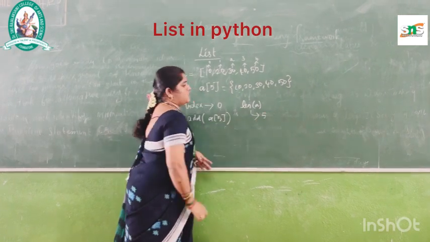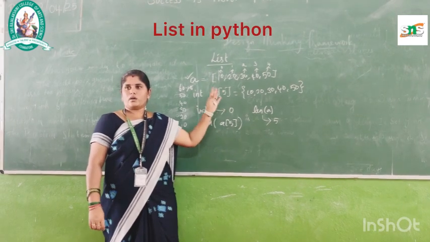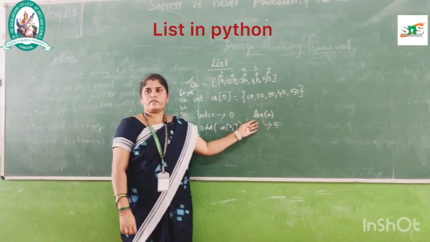That is how we add items and how we find the length of a list.